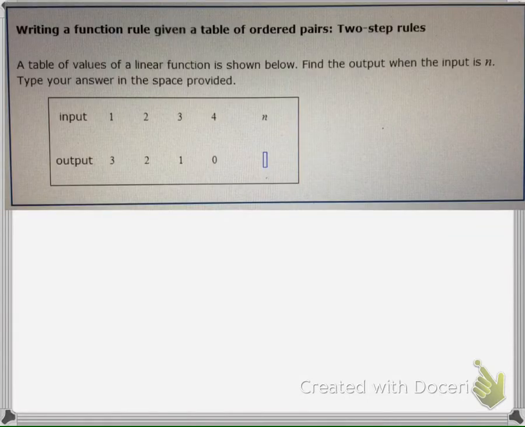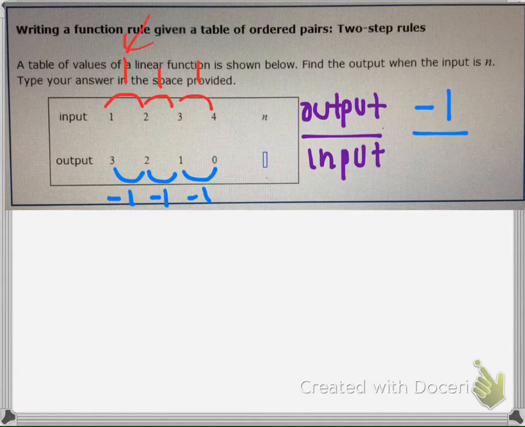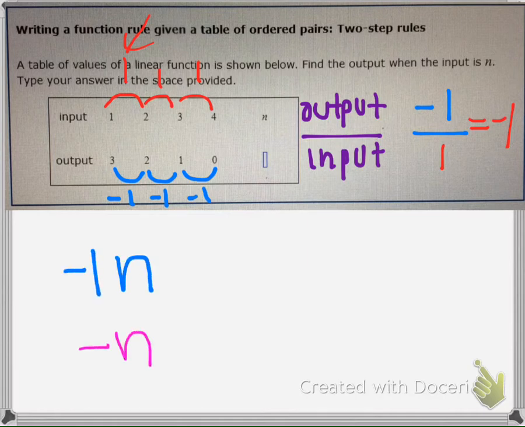Okay, so let's try that here. First thing, I'm going to find the difference between them, and then the difference here. Here I'm going down by 1, so it should be a negative 1. Here I was going up by 1. So I'm going to take the output over the input. The output here was going down by 1, so negative 1, and the input here was 1. Negative 1 divided by 1 is negative 1. That tells me I'm going to multiply n by negative 1. You could write it like that, or you could write it like this.